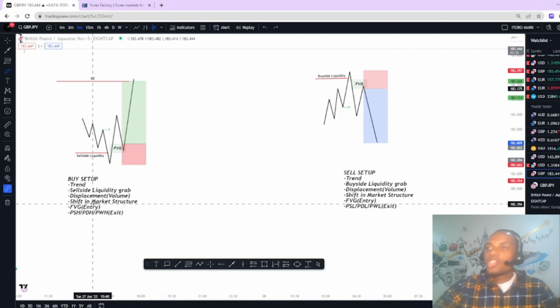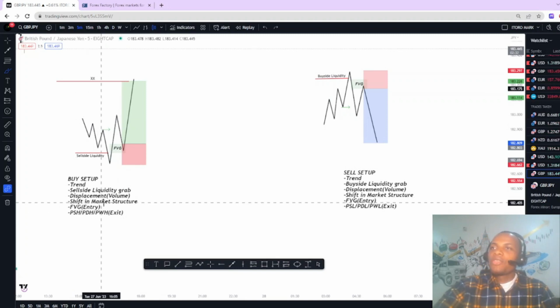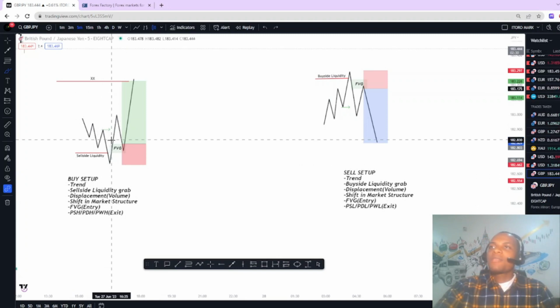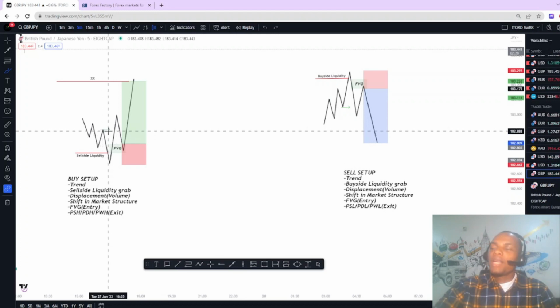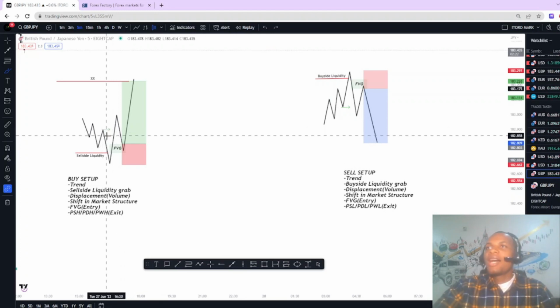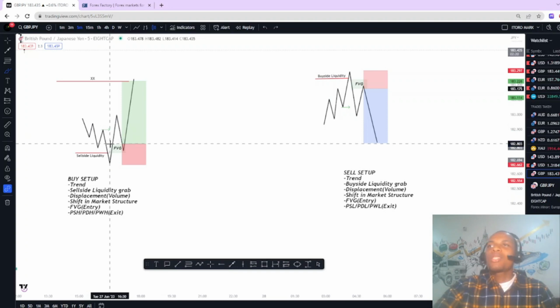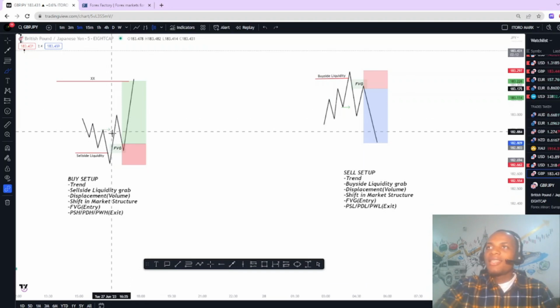Immediately after a liquidity grab, you must always spot a displacement, and this displacement takes us to the next one, which is shifting market structure. So after displacement, you always want to see a break of market structure, which is also shifting market structure, and it must always leave behind a fair value gap on that price leg. This is the displacement leg.